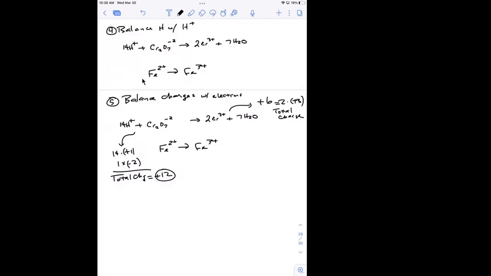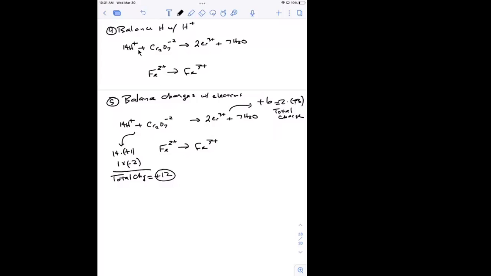I couldn't hear you. What are we working on? We're doing the total charge for each side. Gotcha. So the total charge for the left is +12. The total charge for the right is +6. Now, here's the question. There's no way I can take +6 up to +12, but I can take +12 down to +6. How can I do that? What do I have in my toolbox that can make a charge go down?